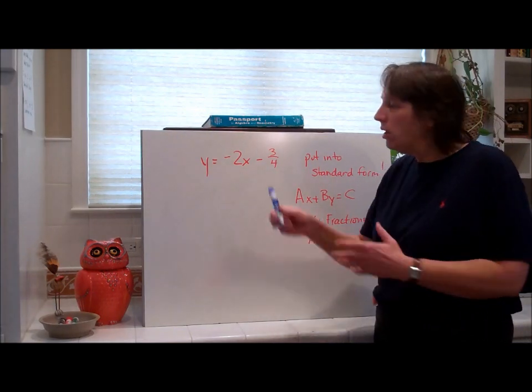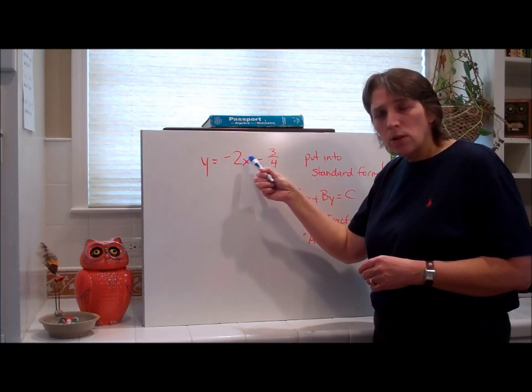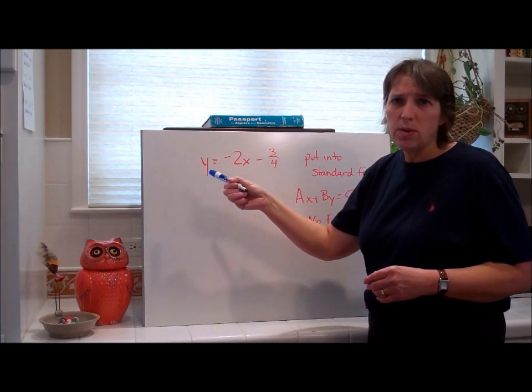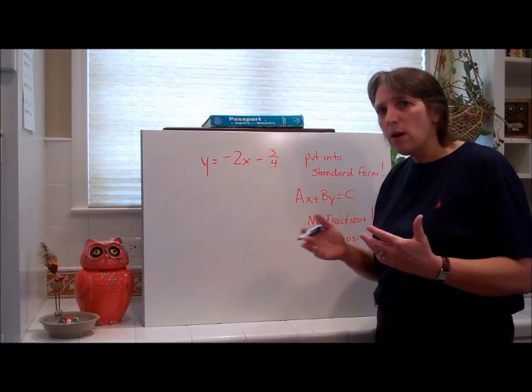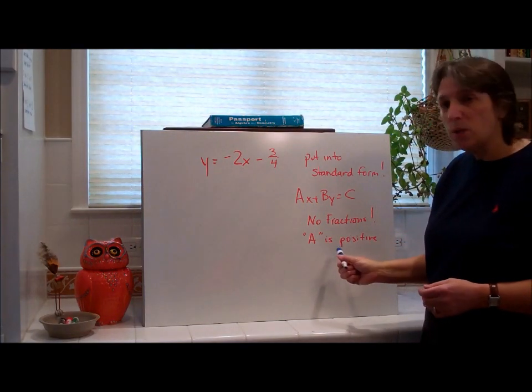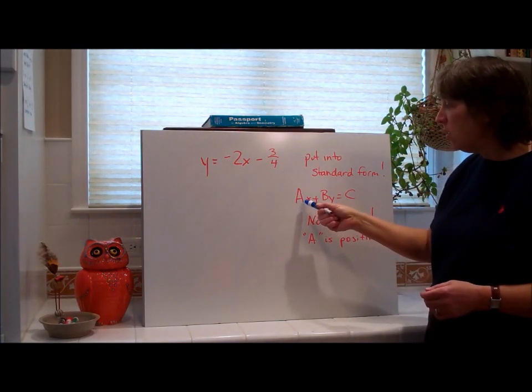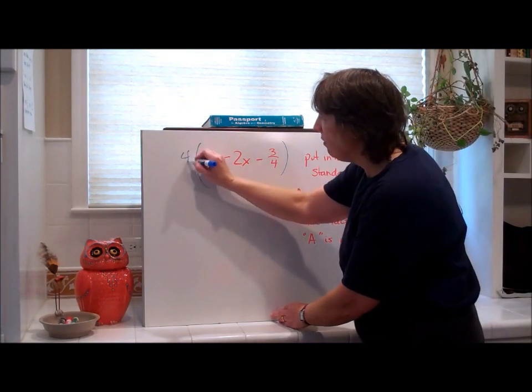But you could go ahead and see, this is a -2x. So you could go ahead and add a 2x to both sides. That's one strategy. Then get rid of the fraction. It doesn't matter what order you do it, but you need to get, with no fractions and a is positive, into the standard form of ax plus by equals c. So I'm going to multiply everything by 4.